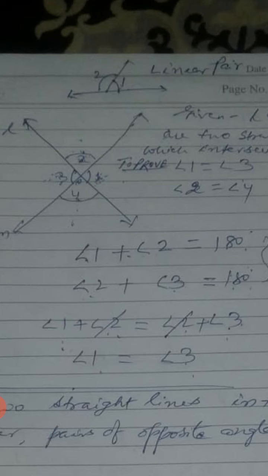Now angle 1 and angle 2 are adjacent angles. Angle 2 and angle 3 are adjacent angles. Angle 3 and angle 4 are adjacent angles, and angle 4 and angle 1 are adjacent angles. So there are four pairs of adjacent angles and two pairs of opposite angles. What we have to prove now is that the pairs of opposite angles are equal. That is, angle 2 is equal to angle 4 and angle 1 is equal to angle 3.